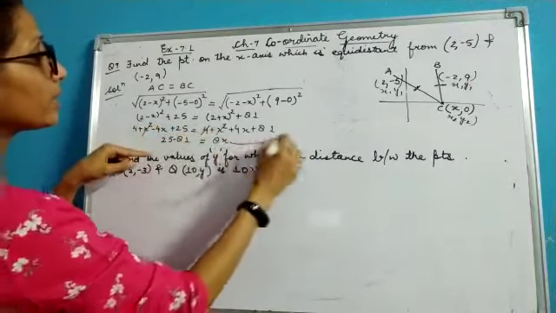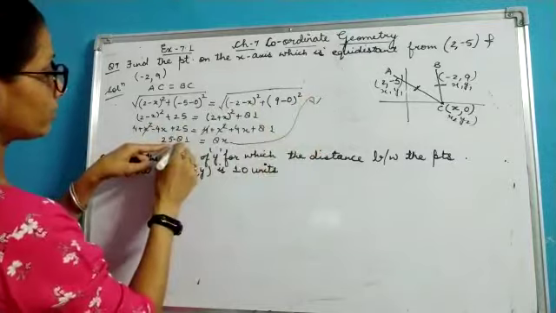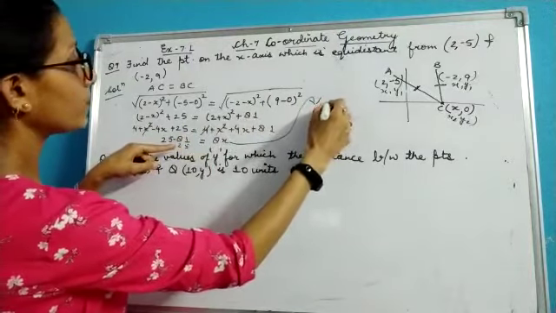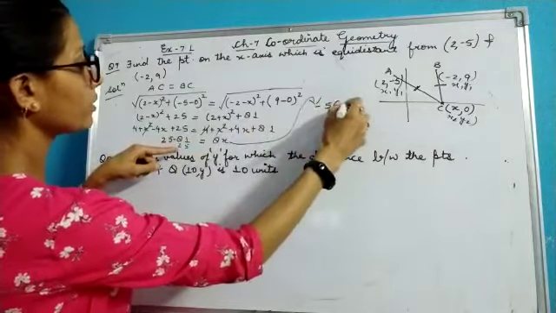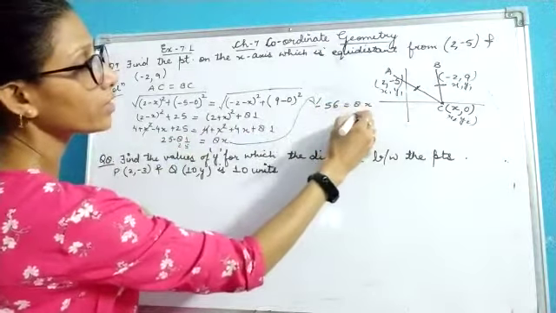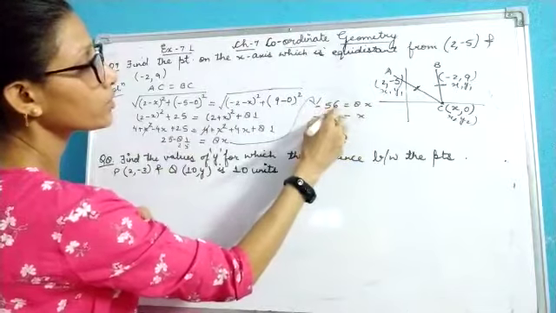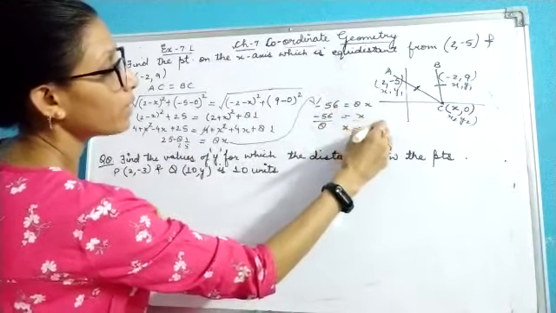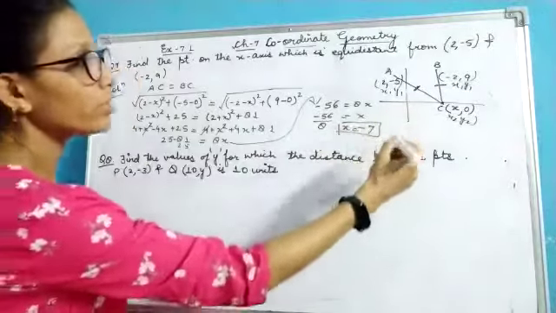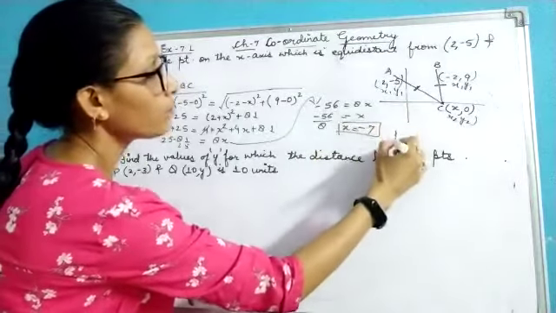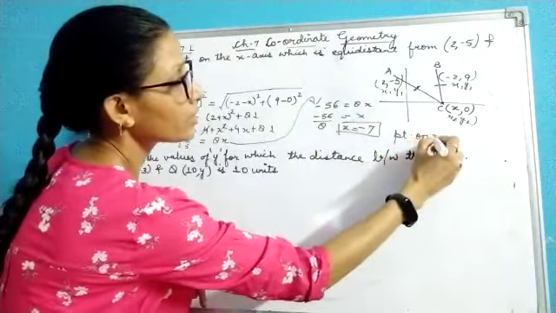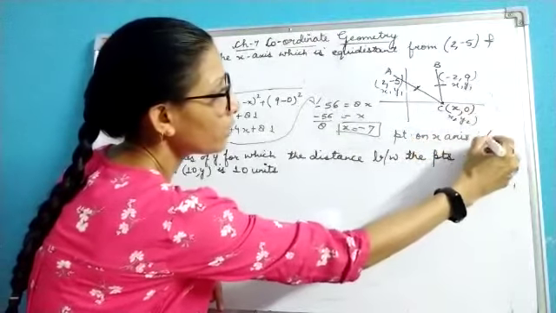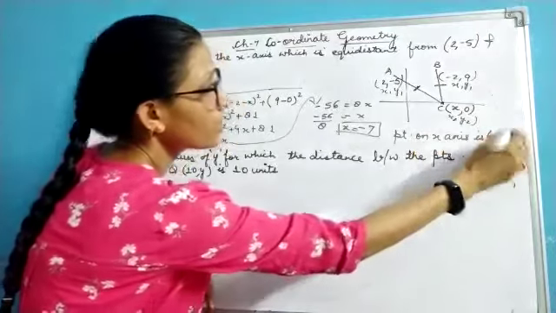So subtracting these two, I'll be getting minus 56 equal to 8x, and x will be equal to minus 56 by 8. So x is minus 7. So the point on the x-axis is x comma 0, that means minus 7 comma 0.